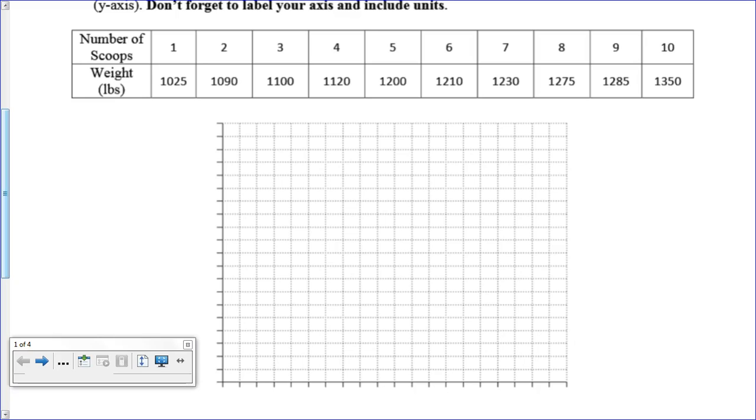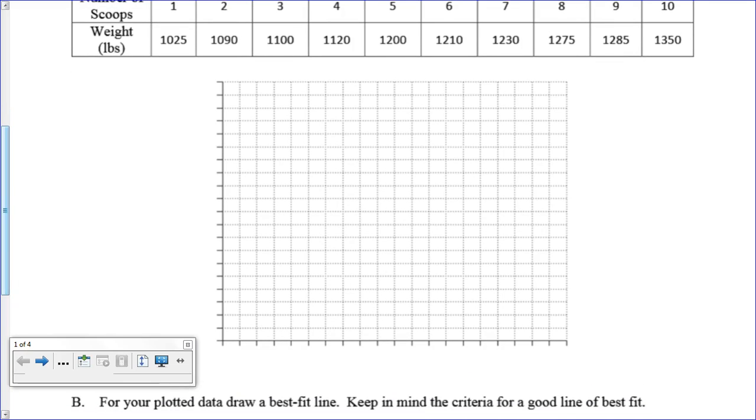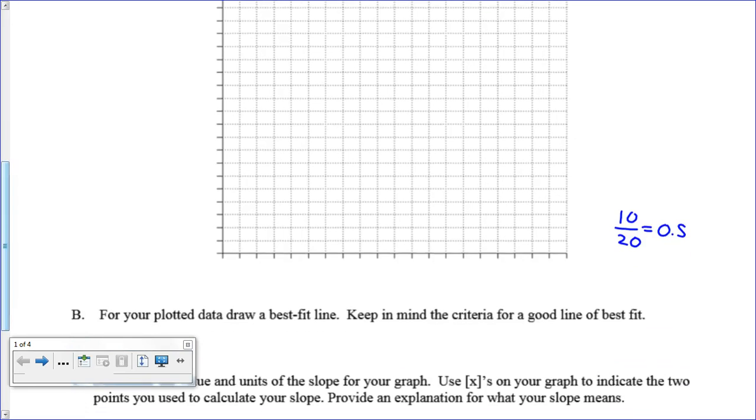On the x-axis, it goes to 10. So each box there, if it's going to go to 10, we say 10 scoops divided by the 20 boxes that we have there. Each box is going to equal 0.5. So when we label this on the x-axis, we'll skip every other one. It'd start out here at 0, and then 0.5, and then 1, and then 1.5, and then 2, and then 2.5, and then 3. All the way through.